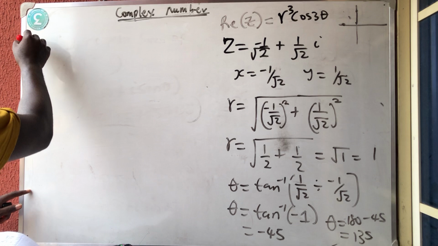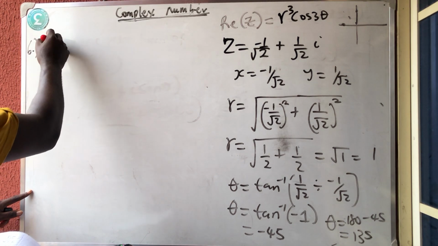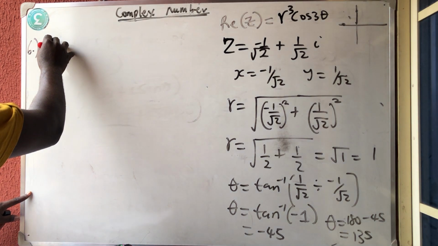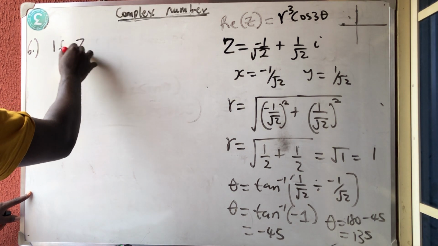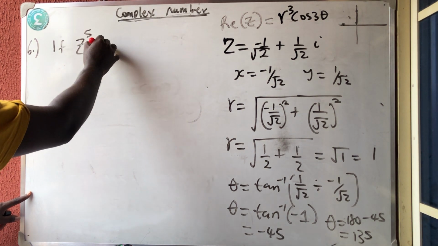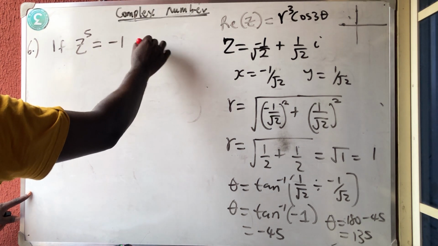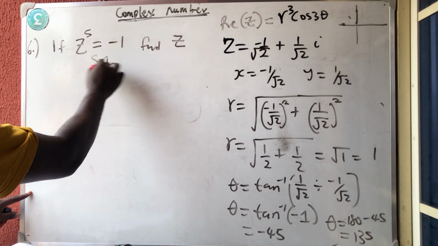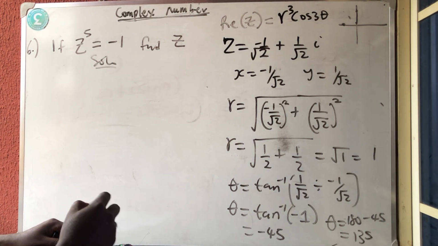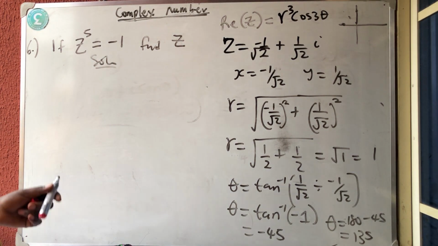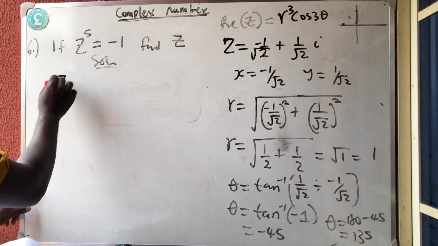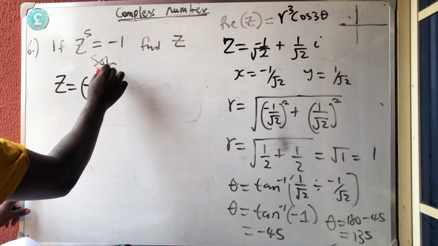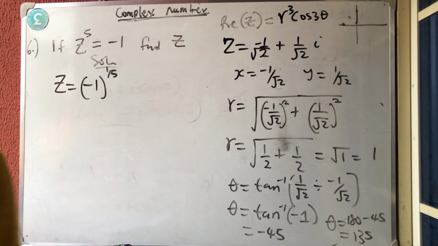Okay, the last question I'm going to solve here said that if z raised to power 5 is equal to minus 1, we should find z. Okay, solution. So what do we do? I have z will now be minus 1 raised to power 1 over 5, is it not?